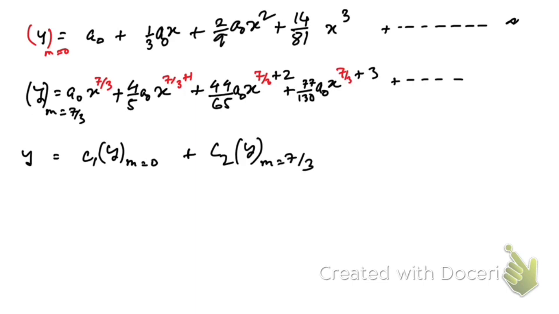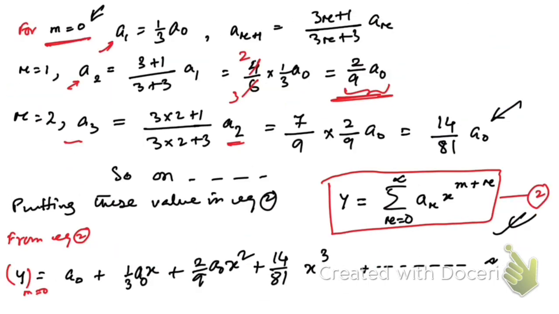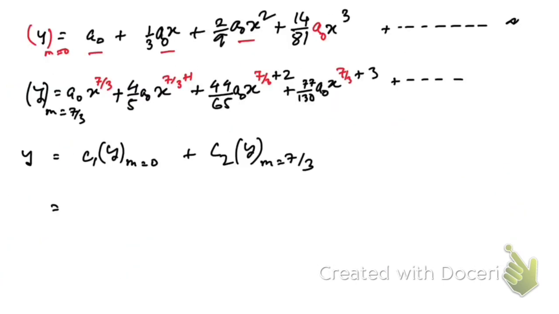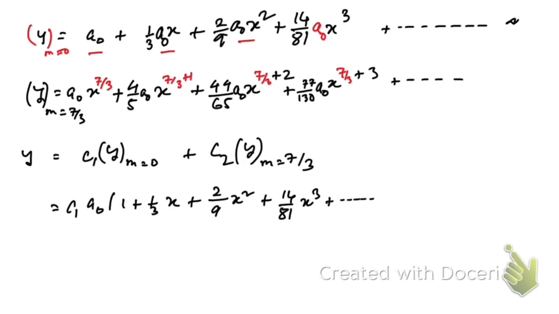Now if we put those values here, we can take a naught common from all the terms, right? Here there should also be a naught. Just wait, let me go back to this slide. I missed this a naught here. Okay, so taking common, we're going to have c1 a naught, and within the bracket we're going to have 1 plus 1/3 x plus 2/9 x square plus 14/81 x cube plus dot dot dot and so on.